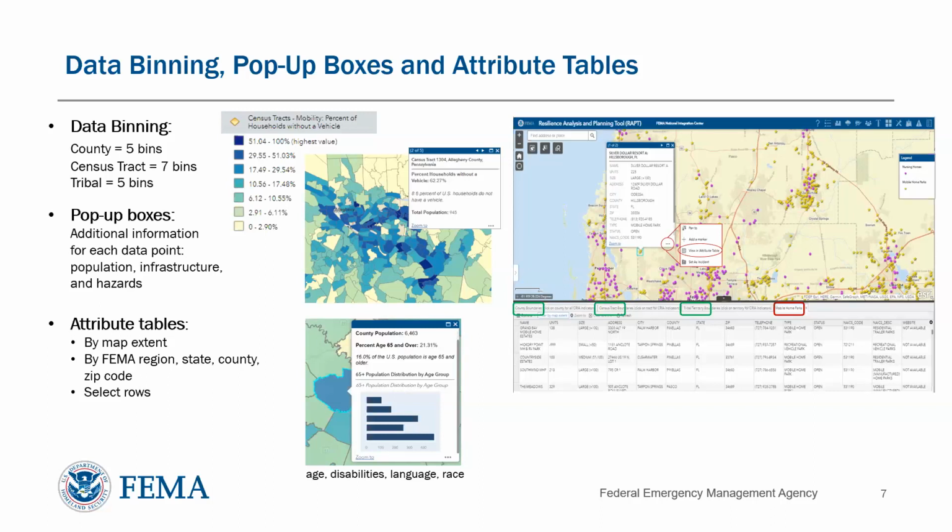And then you can also see on the right that we have our information in tabular form as well. We have an attribute table. So everything you see visually on the map and in the pop-ups, you can actually see in tabular form. And then you can take information from there and export it to an Excel document. So then you can sort and filter however you'd like once it's in Excel.